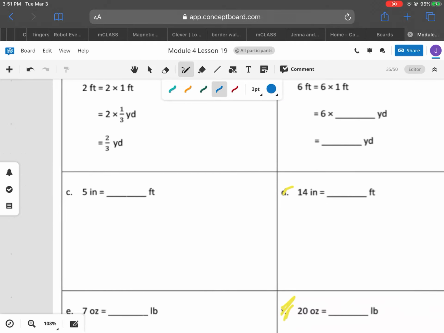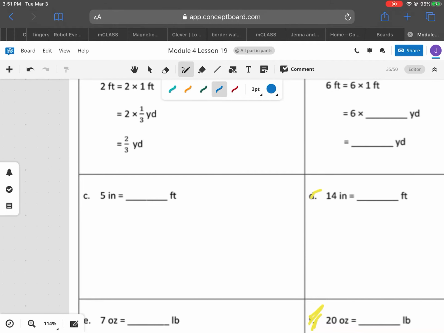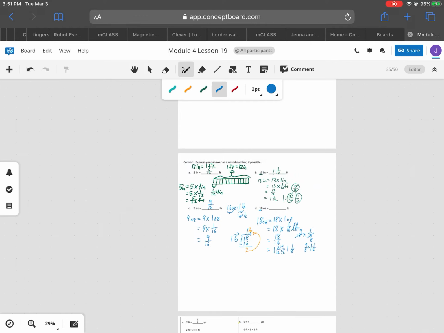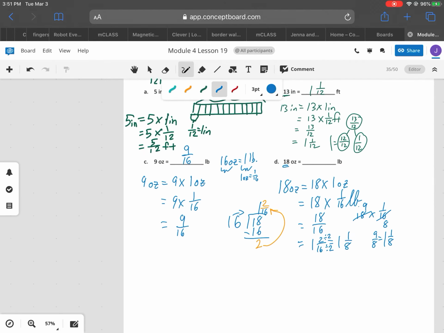1/3 of a yard. A foot is 1/3 of a yard. So let's go to inches. We already did a lot of inches, so let's go ahead and work on this. 5 inches is equal to 5 times 1 inch, which is equal to 5 times 1/12 of a foot. We learned that from up there. And our answer is 5/12. Wait, we already did that. I think we did that last time. Yes, right up there.